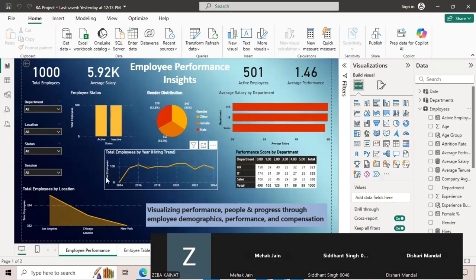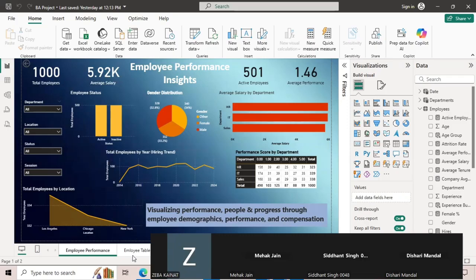I added filters and slicers as well so that anyone can drill down by department, location, status, and session. And this will allow them to move from a high level overview to a very specific insight.